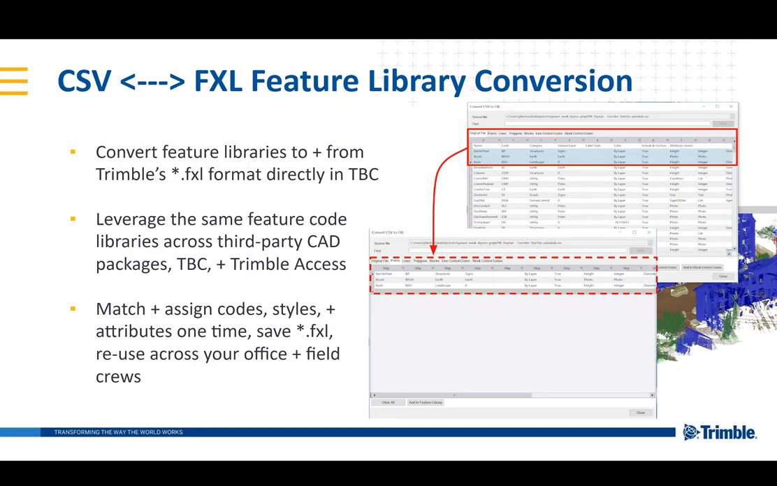We have imported the ability now directly in TBC to take CSVs and write them to FXLs and vice versa. I'm talking feature coding now. So you'll be able to convert feature libraries to and from Trimble's FXL file format directly within TBC. What this allows you to do is to leverage the same feature code libraries across third-party CAD packages, export or get that data out in a CSV, do the matching and the mapping right to an FXL, and use that FXL in TBC and in Trimble Access.